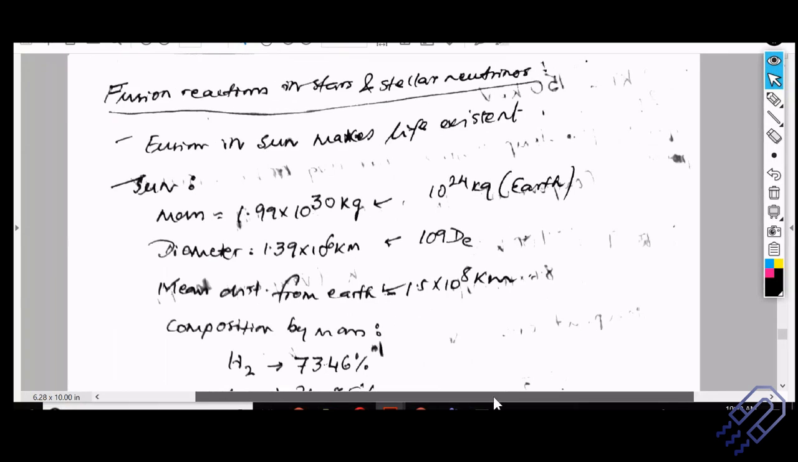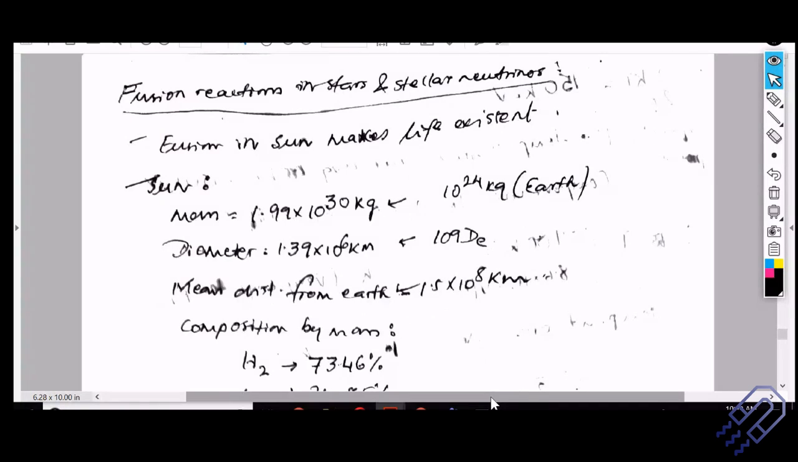Neutrino is something which was not initially detected. Okay, it was very difficult to detect neutrino because it does not interact with the human body. Okay, and the interaction of matter with neutrino is minimum, and that's why it's more difficult to detect.